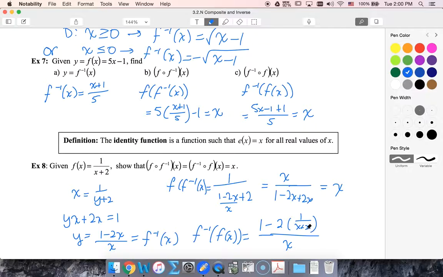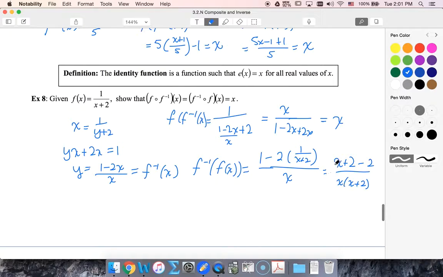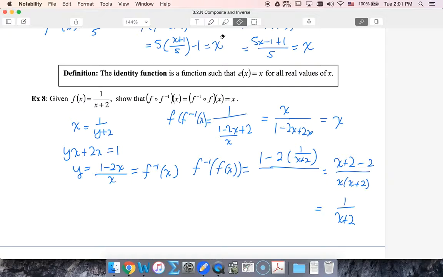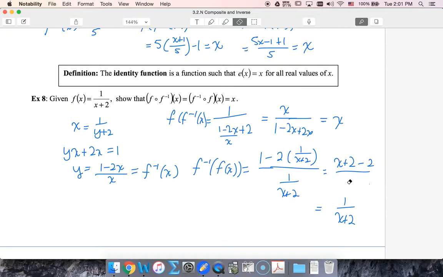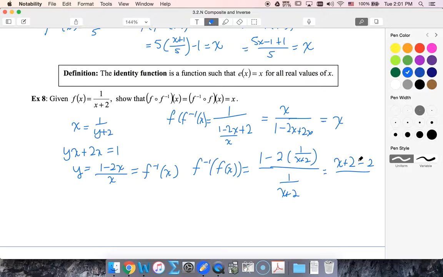All right. If I want to simplify this, I'm going to multiply top and bottom by x plus 2. So I'll get x plus 2 minus 2 over x times x plus 2. And up top, I'm going to get x over x will cancel, and I'll get 1 over x plus 2, which does not, in fact, give me x. Oh! Because I didn't substitute correctly. This x should have also been substituted for 1 over x plus 2. So then if I multiply top and bottom by x plus 2, then my denominator will just be 1. So now I am left with just x.